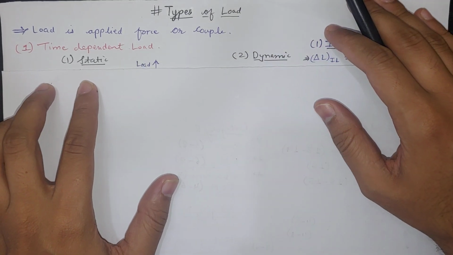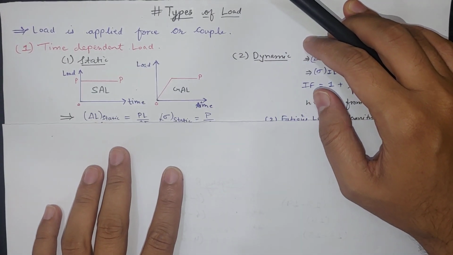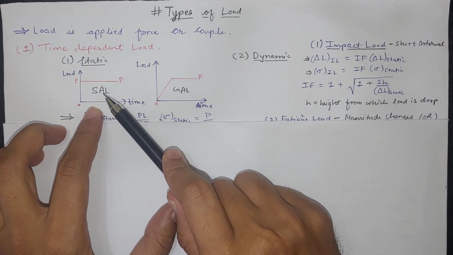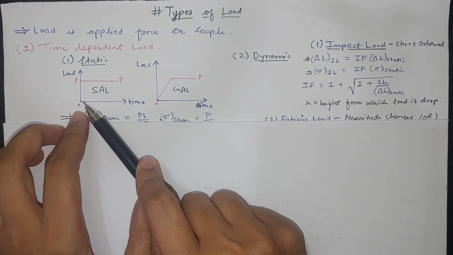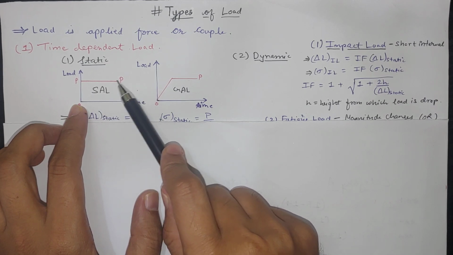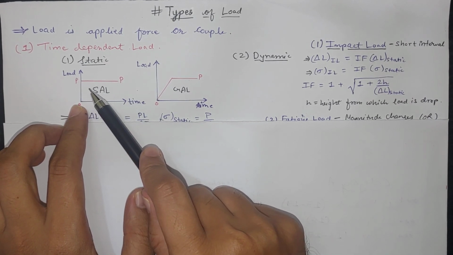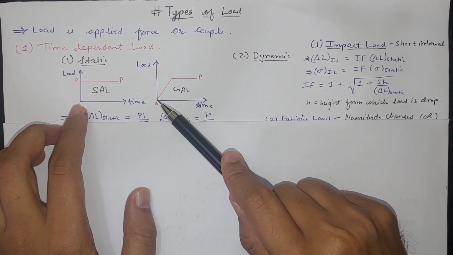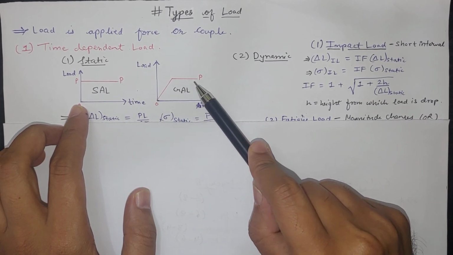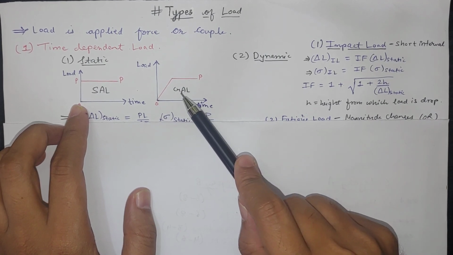In that category we have two types of load, static and dynamic. In static, we have either a suddenly applied load, where with respect to time we suddenly apply P magnitude of load on a body, which is called a suddenly applied load. If we gradually increase the load from 0 to P, the maximum load, it is called a gradually applied load.